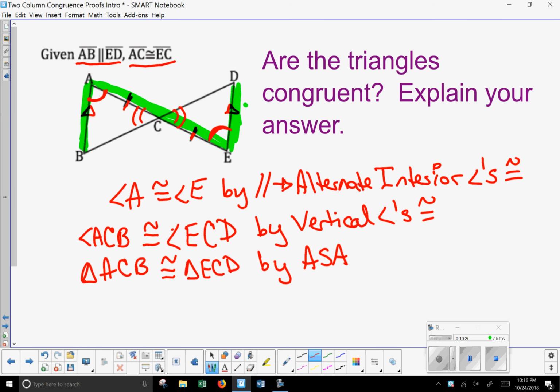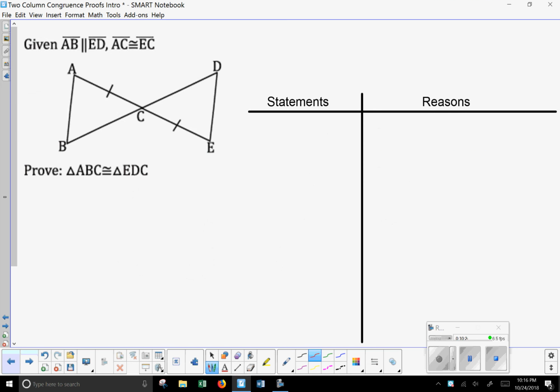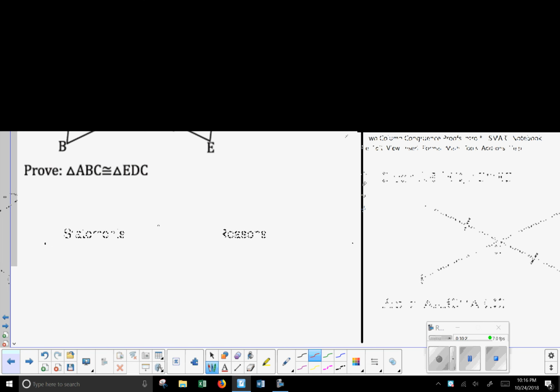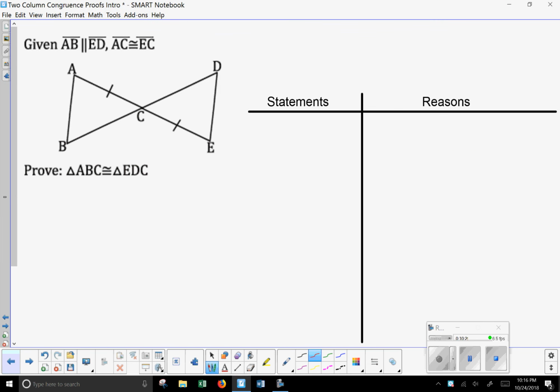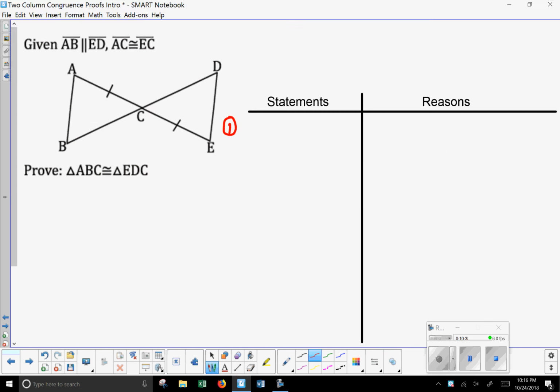How do I take this and do the new concept? Well, to do the new concept, I'm just changing the way I write it. So what was it we said would always be our very first statement? Our very first statement is always the given. So I'm just going to come over here and write my given into my proof.